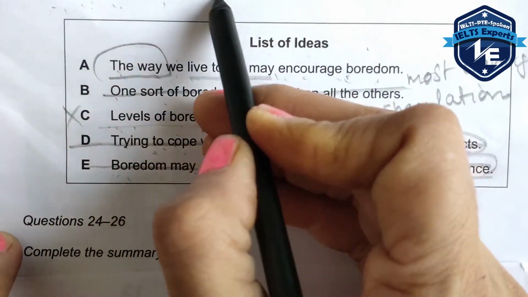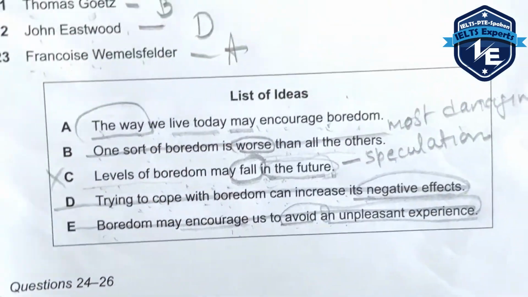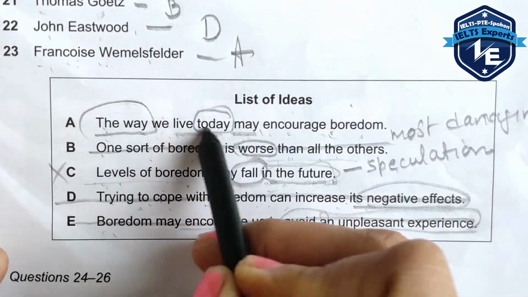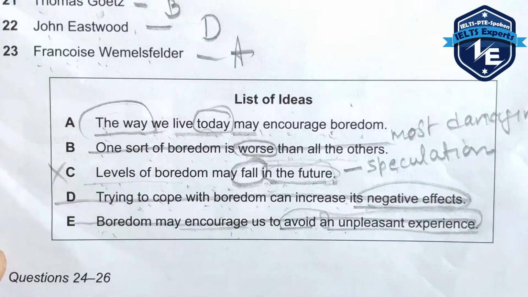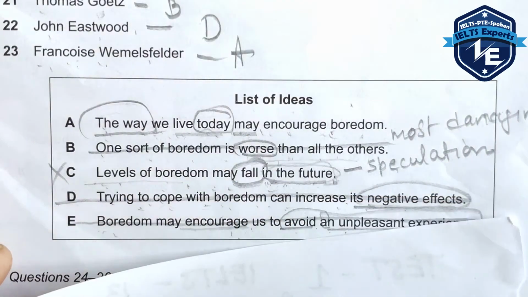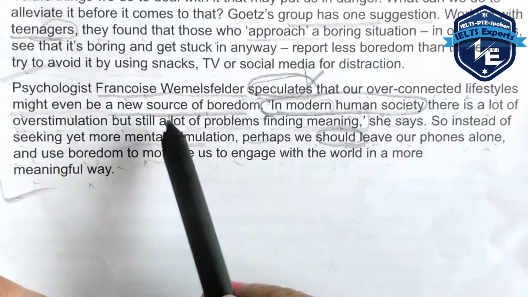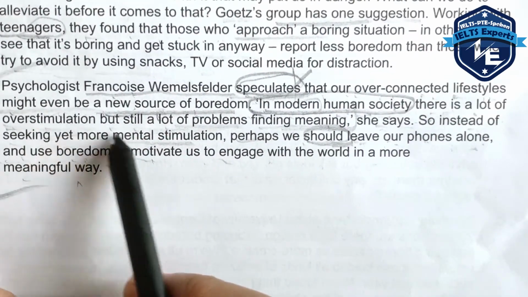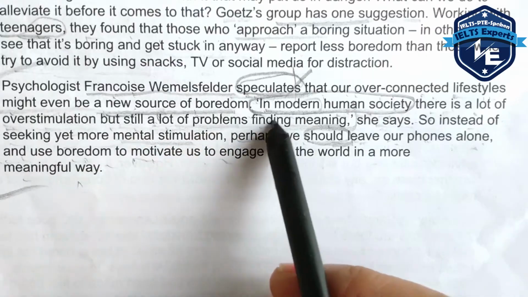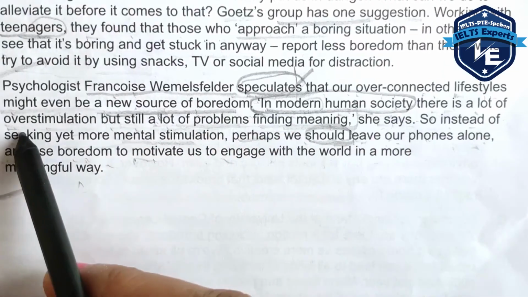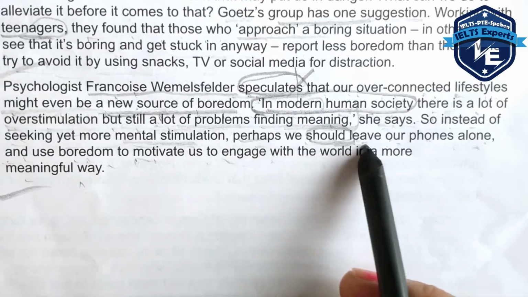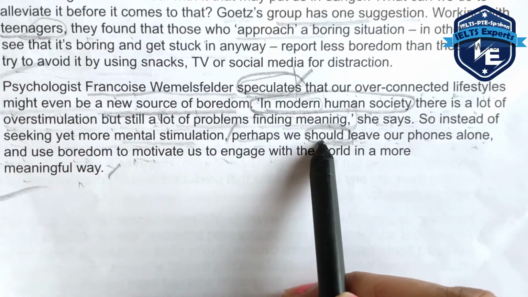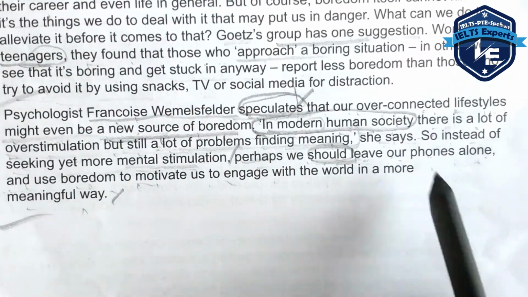Yes, for this we have option A. The way we live today in modern human society may encourage boredom. The new source of boredom: there is a lot of overstimulation but still a lot of problems finding meaning, she says. So instead of seeking more mental stimulation, perhaps we should... from here to here, the writer is giving suggestions for the future for this kind of boredom.